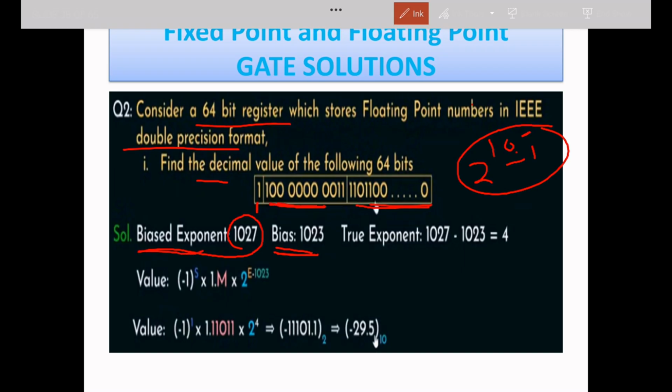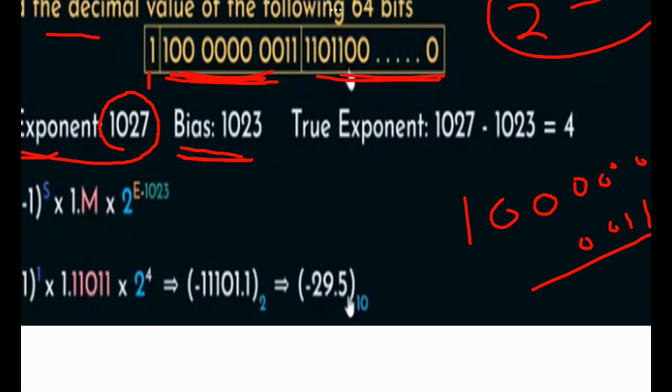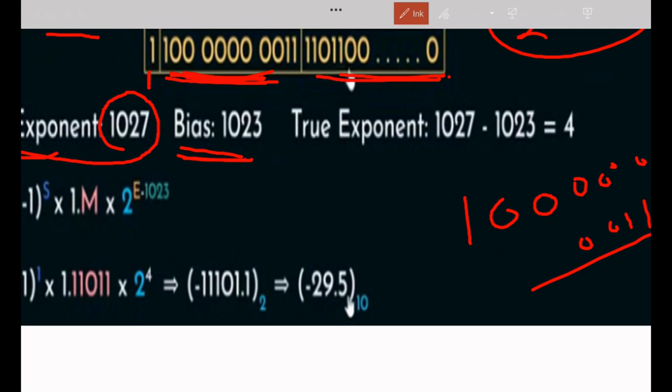And your biased exponent is this. Why? Because if you convert this number, 1 0 0 0 0 0 0 0 0 1 1, you will get 1027. From here I am writing it. If you are not able to understand, you can see here I am writing. So this number, 1 0 0 0 0 0 0 0 0 1 1, is 1027.